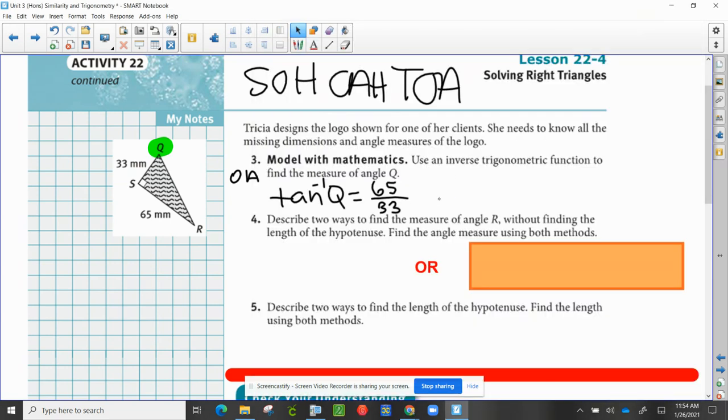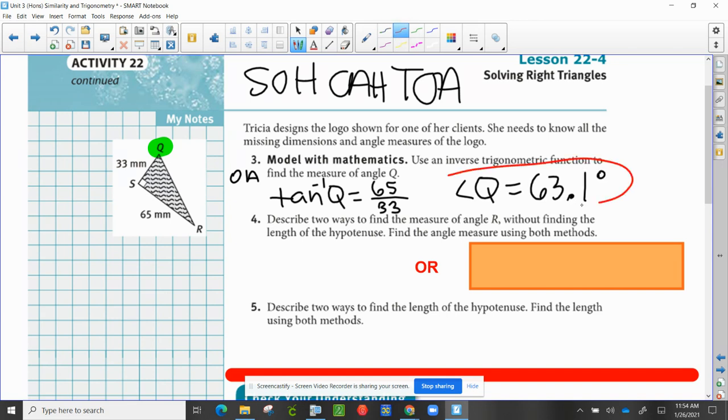So angle Q is about 63.1 degrees. Now to find angle R, so we know this is, label it here, we're going to call this 63.1. Okay. Describe two ways that you could find angle R without finding the length of the hypotenuse.